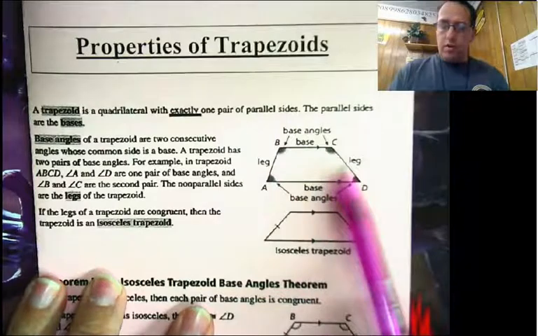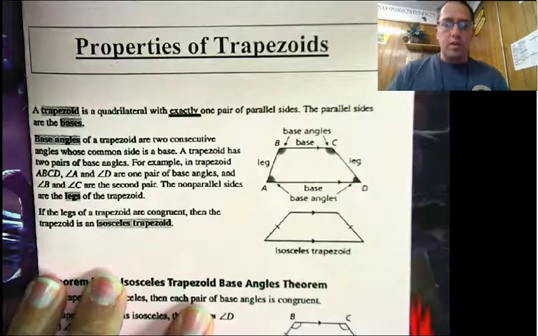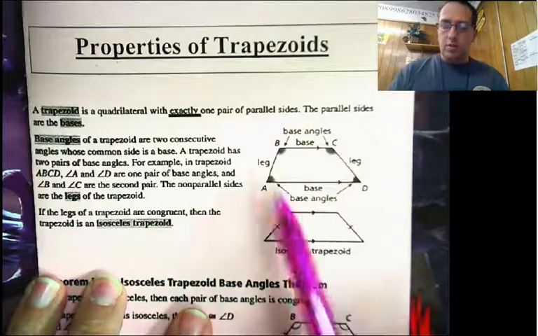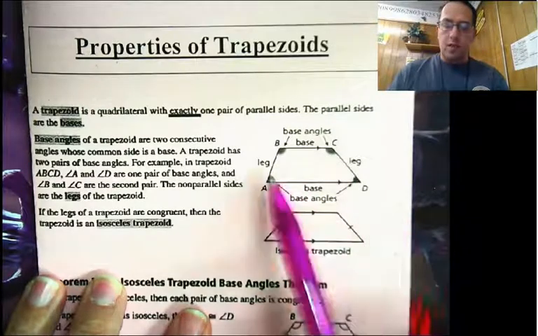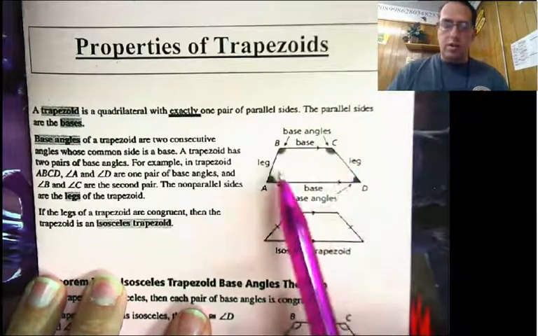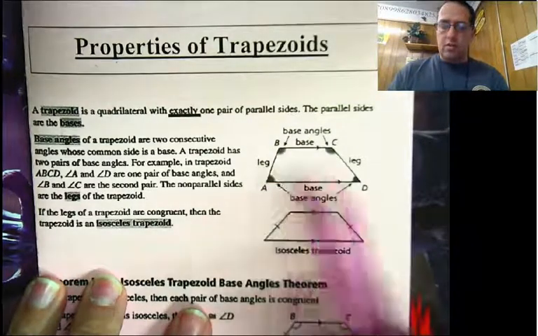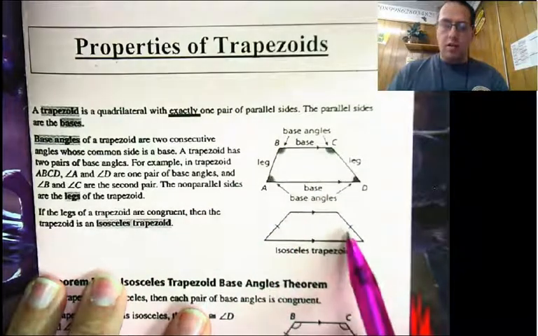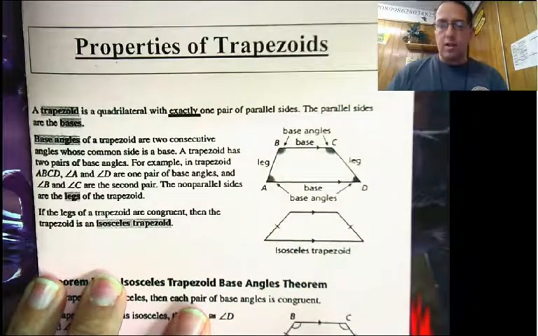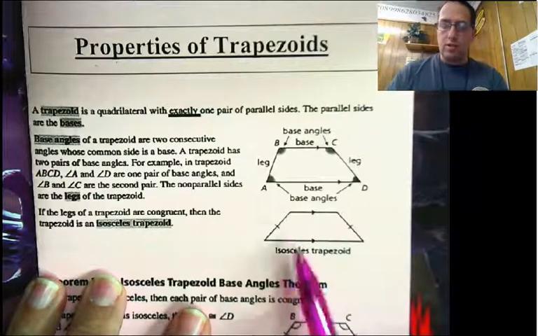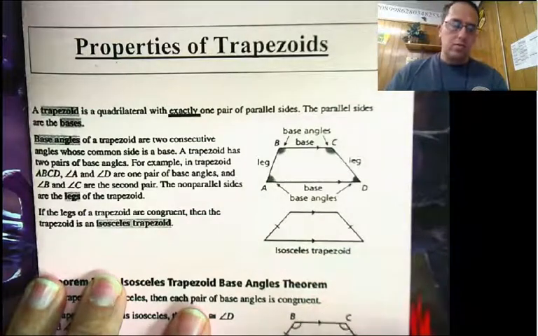The non-parallel sides are called the legs. Just like you have legs of a right triangle, we have legs of a trapezoid. They are the ones that are not the bases, not the parallel sides. And just like in a triangle, if the legs are congruent, we have an isosceles trapezoid. Just like an isosceles triangle has two congruent legs, the isosceles trapezoid has two congruent legs.